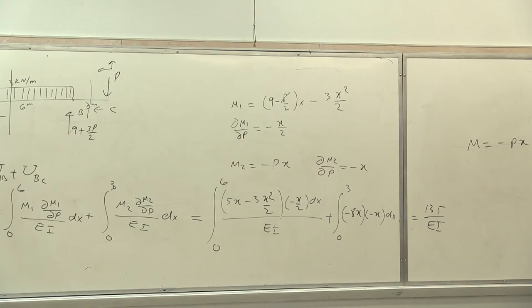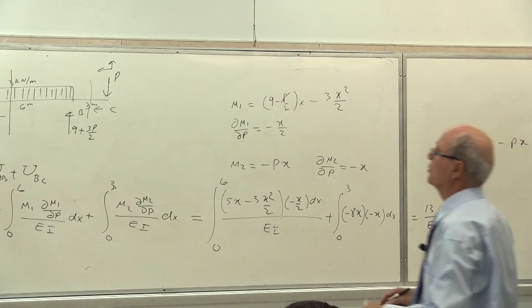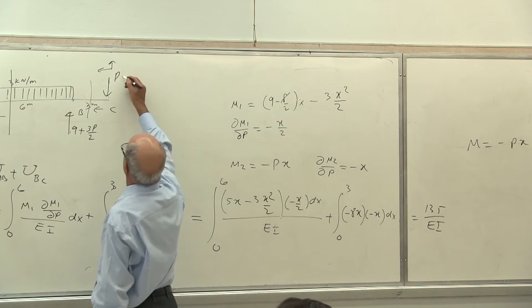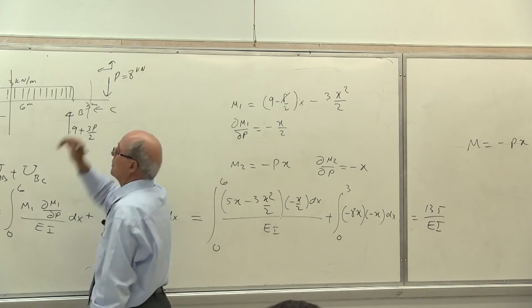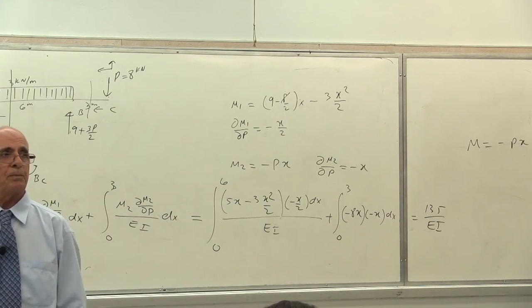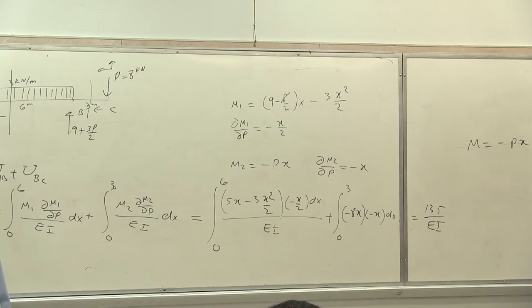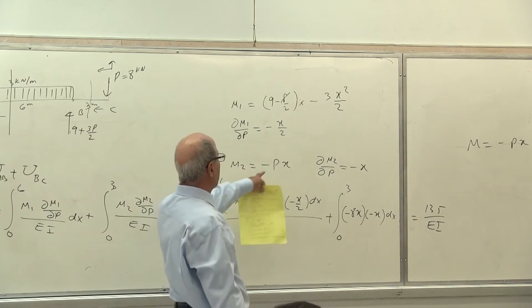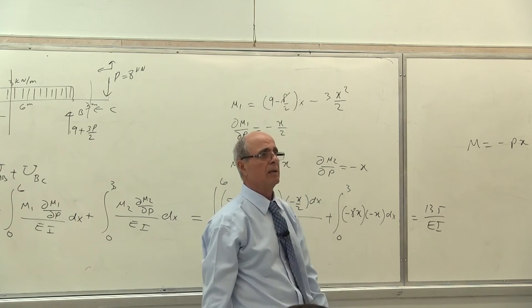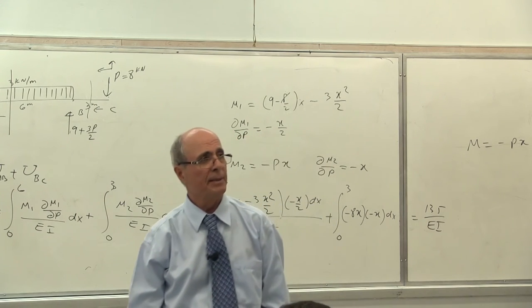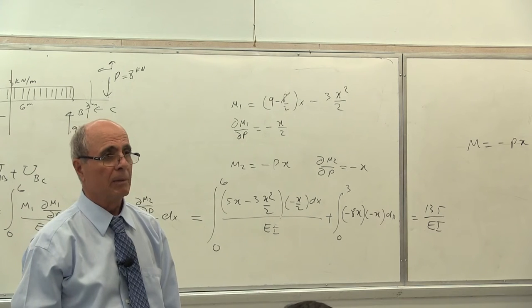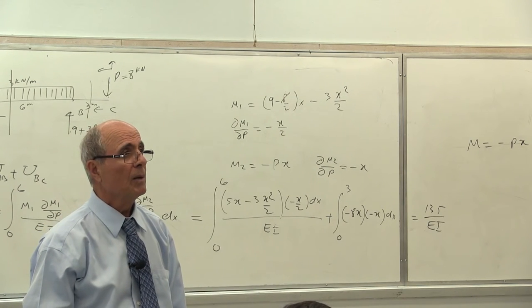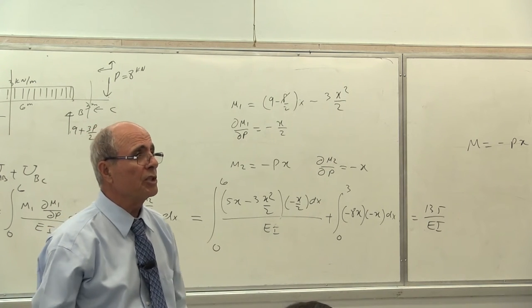Didn't you drop the P? I'm done with P. I didn't drop it. I put the value of 8. Originally, P was equal to 8. P was 8. Yeah, but why are you dropping it in M1 but not in M2? Well, I changed M2 too. Why should I drop it? The value of P is 8. I don't understand. Why aren't you keeping it in M1 though? Originally it was there.